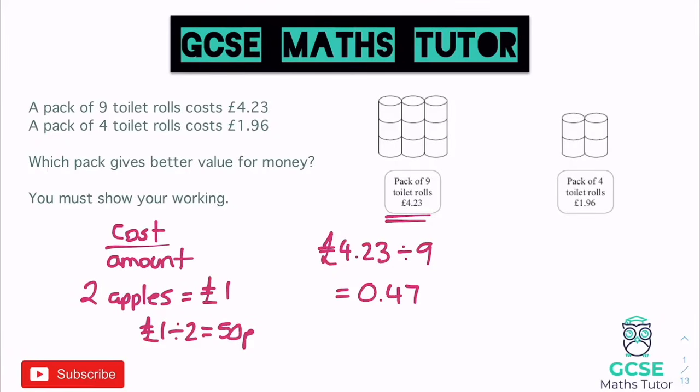Doing the same for the other option, we've got £1.96, and we're going to divide that by 4. So £1.96 divided by 4 gives us the answer 0.49 or 49p.